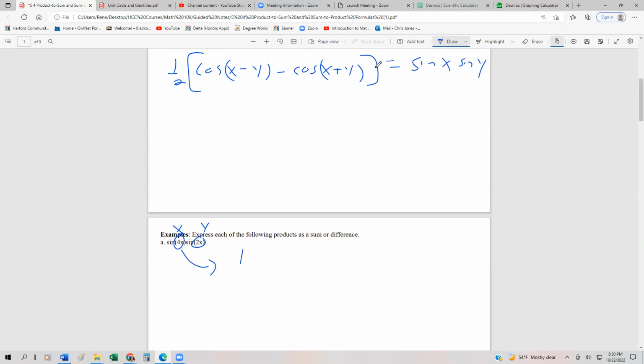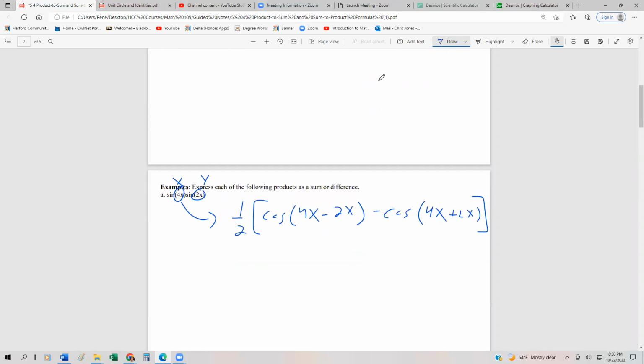So this is going to be 1/2 of the quantity of cos of x minus y. So that's going to be 4x minus 2x, minus the cosine of x plus y, which is going to be 4x plus 2x. And then we can now distribute the 1/2 to both of these terms. We can also combine like terms.